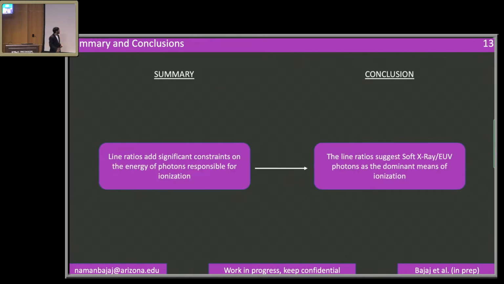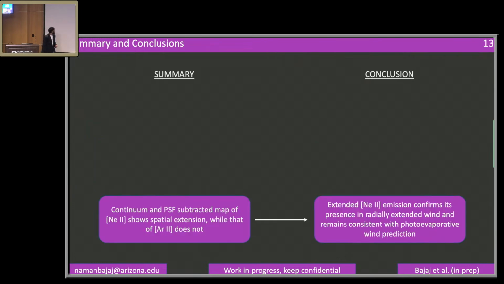The line ratios add significant constraints, and we find that soft X-rays or soft EUV are driving the ionization of these winds. And the continuum and PSF subtracted map shows that neon 2 is spatially extended, but argon 2 is not. Extended neon 2 emission confirms that it is in a spatially extended disk wind, and it is still consistent with photoevaporative disk wind models. And that will be my summary.